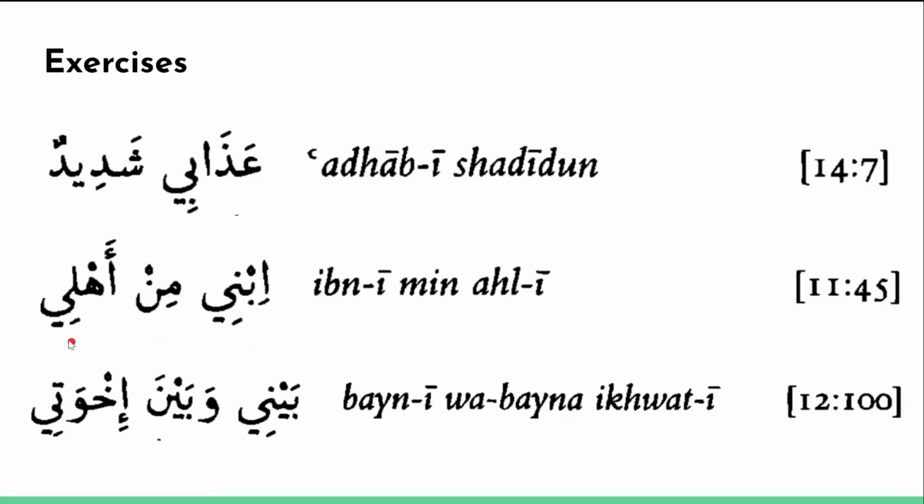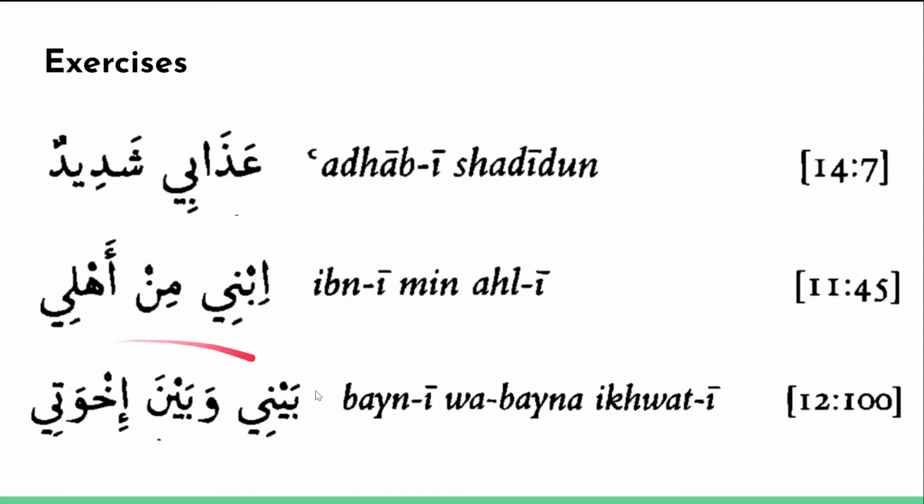Ibni min ahli, my son is from my people, it's from my family. Ibni min ahli, my son is from, min means from, ahli. So this word ahl is family or people, ahli, my people. And normally if this suffix wasn't here, it would be ahlin, because it's following min, so it would take the majroor case. But because the suffix is here, you can't really see the case on ahl anymore. You just say ahli, my people.